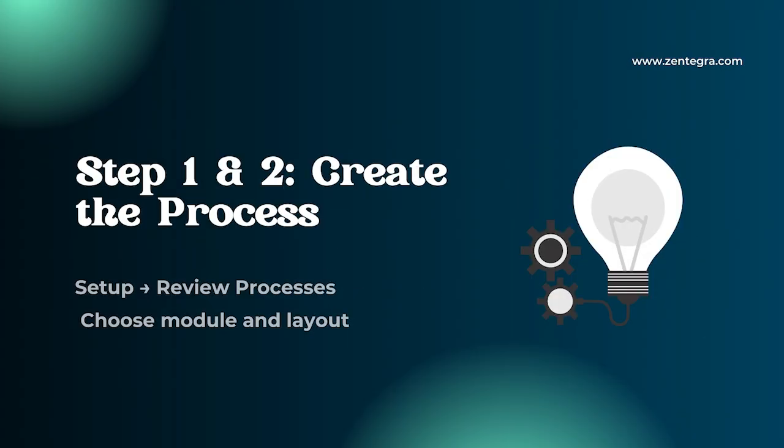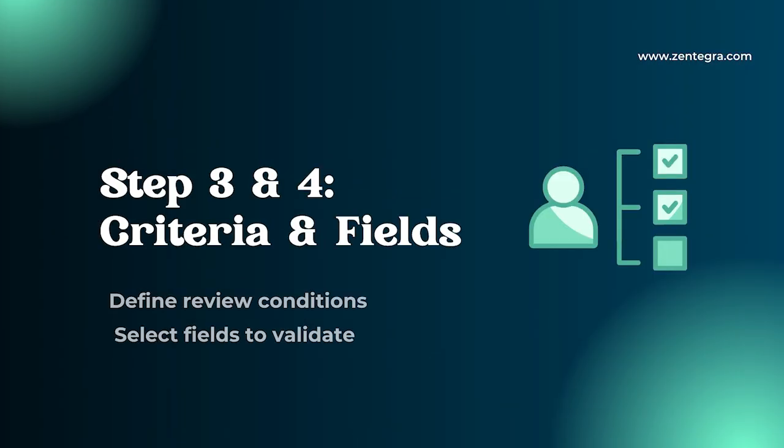Go to Setup, open Review Processes, and create a new process. Select the module, name the process, and choose the appropriate layout. Set criteria to control which records enter review. Then select up to 10 fields such as phone number that need validation.